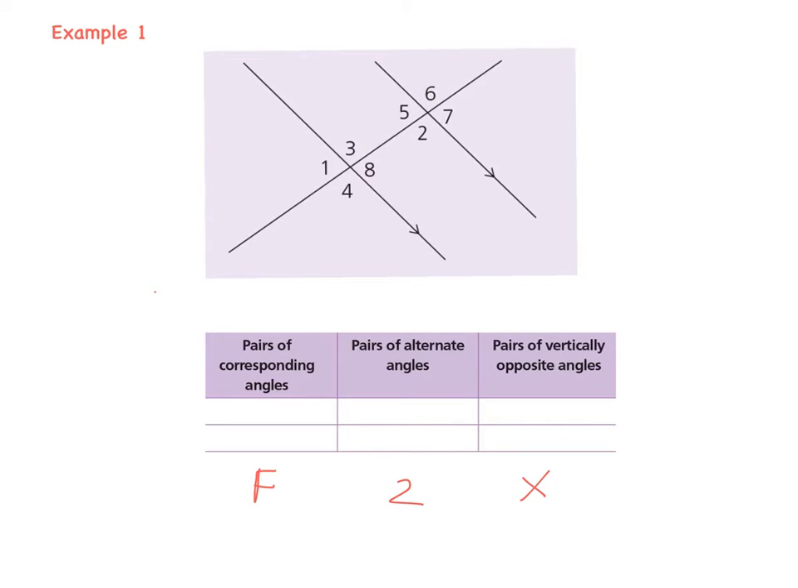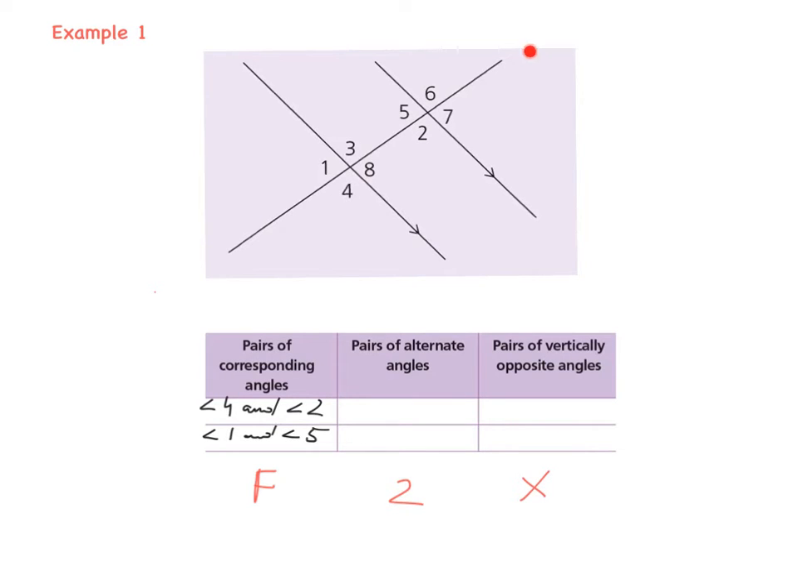Let's start with the first one. Whenever we can see the letter F, we can write down pairs of corresponding angles. So let's say we have F here: 4 and 2, and this is one pair. We have angle 4 and angle 2. The next one, the other way, 1 and 5, angle 1 and angle 5.